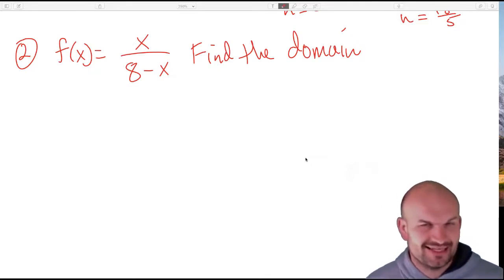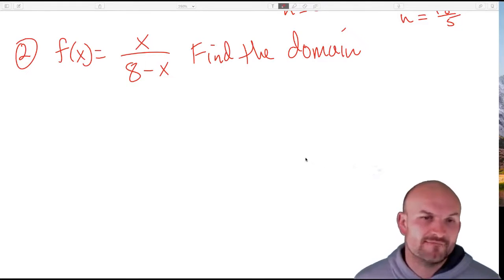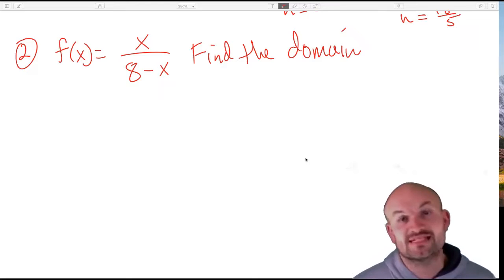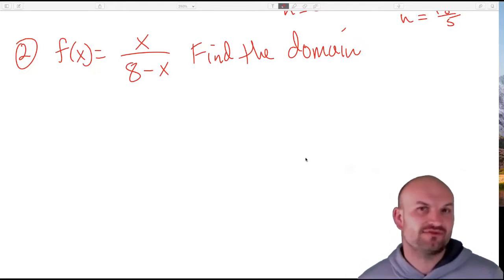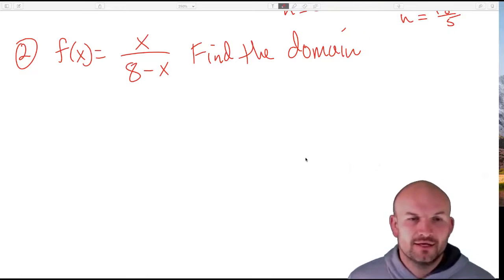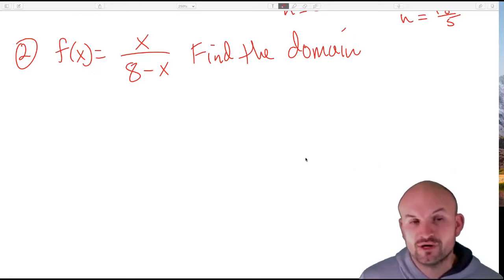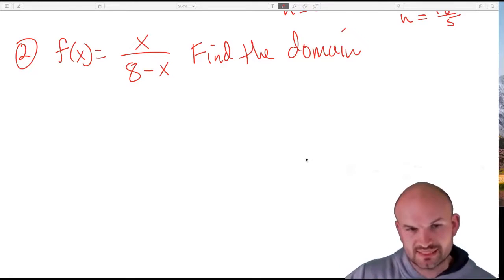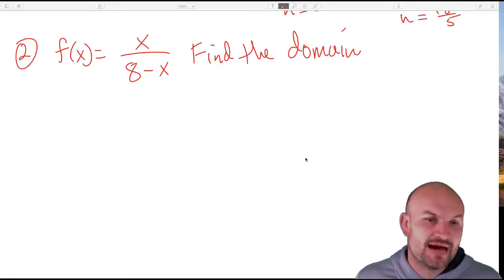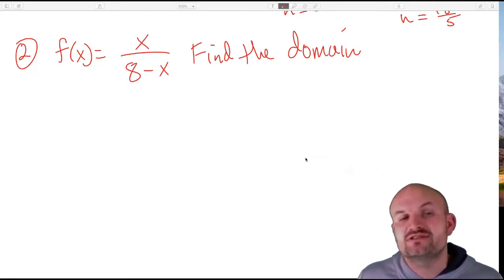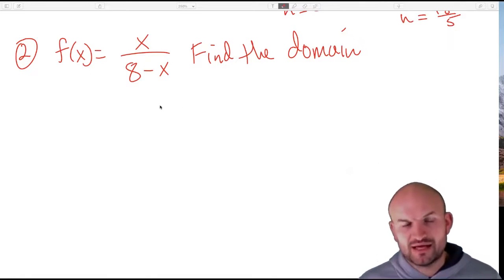To keep things simple here, obviously there are other functions where our domain is going to be not defined. In this case, we have a rational function, and typically when we have a rational function, we have a polynomial in the numerator as well as in the denominator. We are looking for when the denominator is going to be 0, because that is going to make our function undefined.